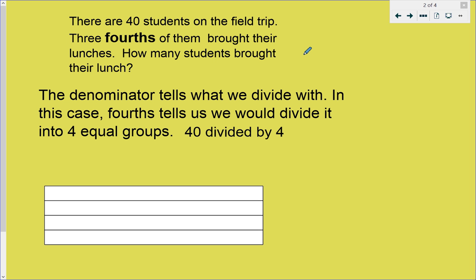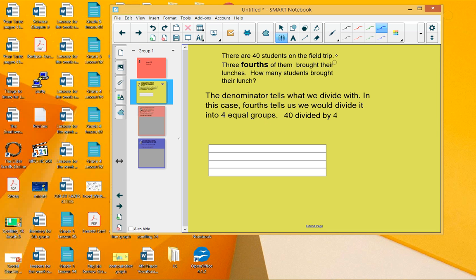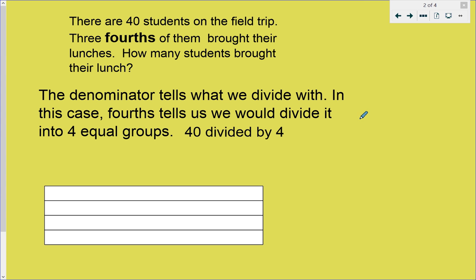All right, so when we're trying to figure out something like this, then you have a fraction, 3/4. So we need to look and see what our denominator is, because that's going to tell us how many groups we divide something into. I kind of bolded the word there, fourths, because we're going to divide it into a group of 4. When we write the number 3/4, we have the 4 as our denominator.